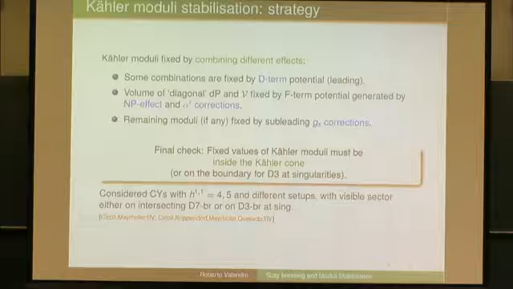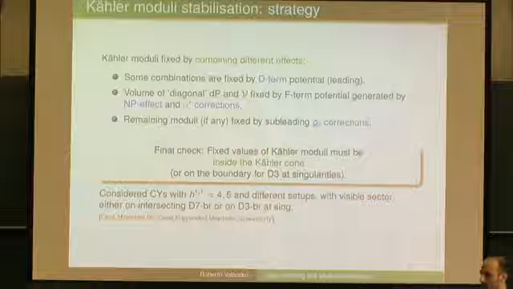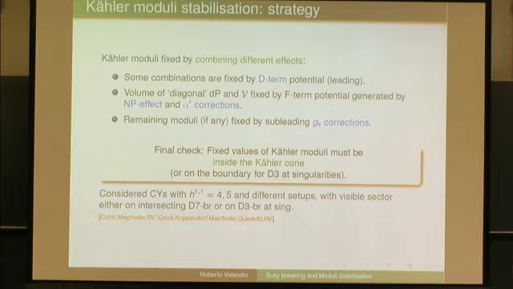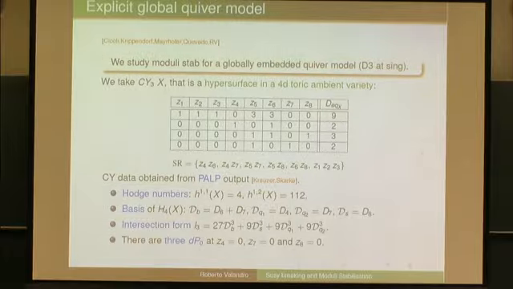And I just mention that at the end you have to check that the numbers that you find for your Kähler moduli are inside the Kähler cone, and also satisfy the large volume. You have used the large volume approximation until the end, and then you want to check that. So what we did was to consider Calabi-Yau with h11 equal to 4 and 5, and study different setups with the visible sector on intersecting branes or a brane at singularity. Here I wanted to show you an example, but I don't have time, so I will just very briefly go through it.